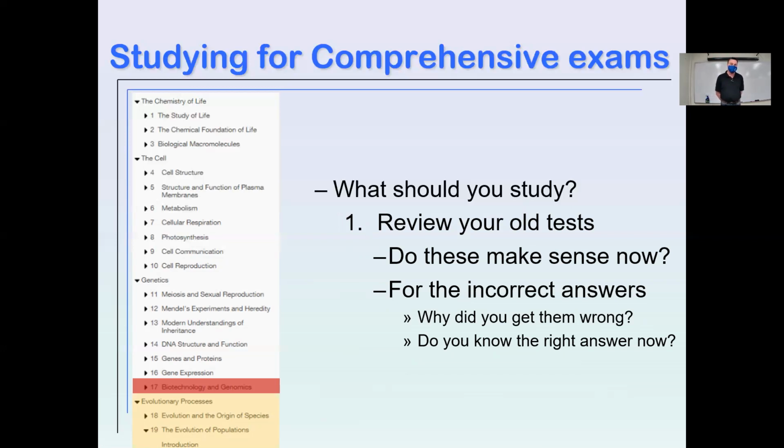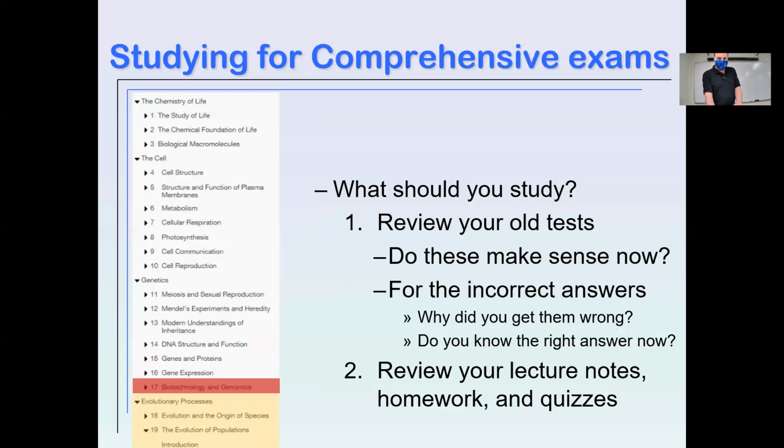There are some big chunks that we talked about on that test, and then we haven't talked about again, but a lot of it does relate. As you go back through those tests now, do those questions make sense? For the ones that you got wrong, do you understand what the correct answer is now? Do you understand how you can improve that this time?